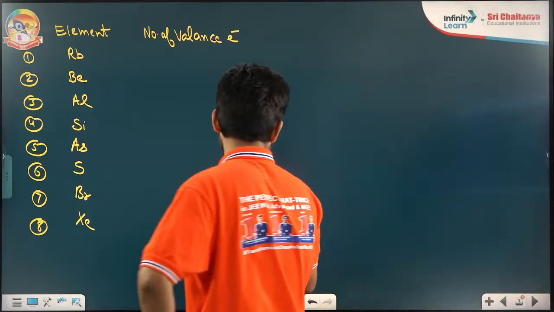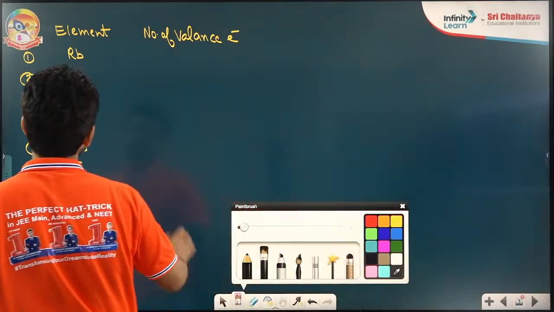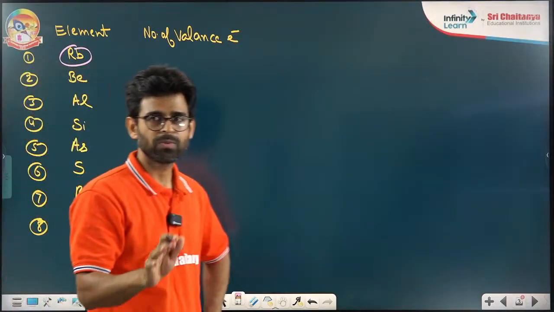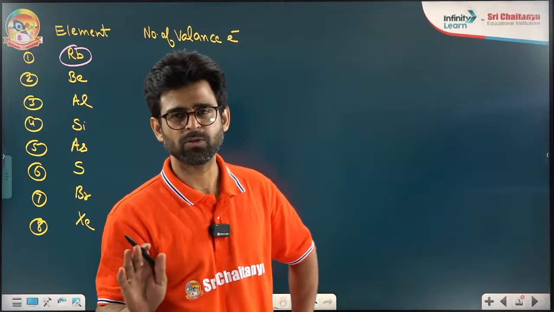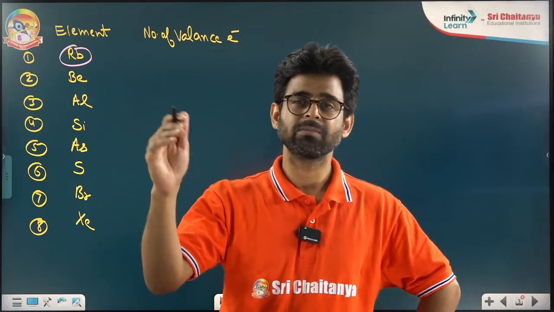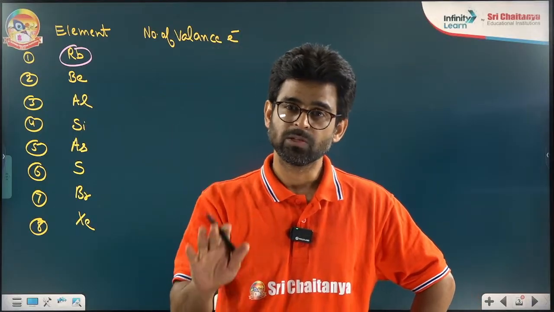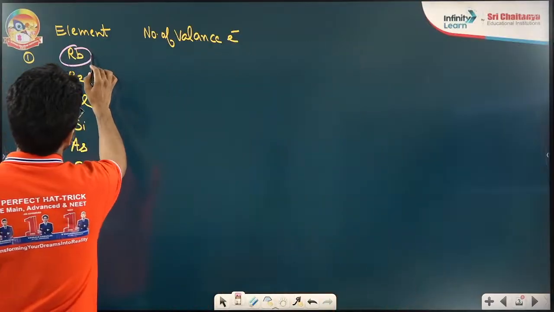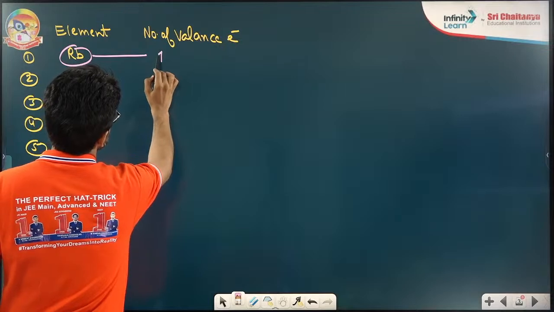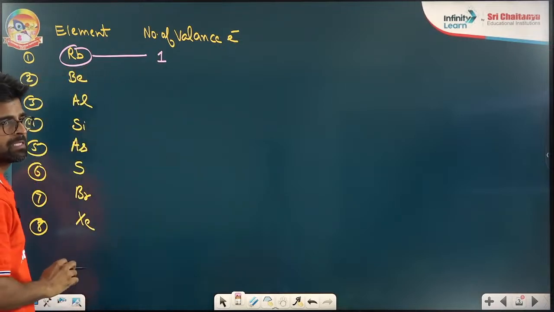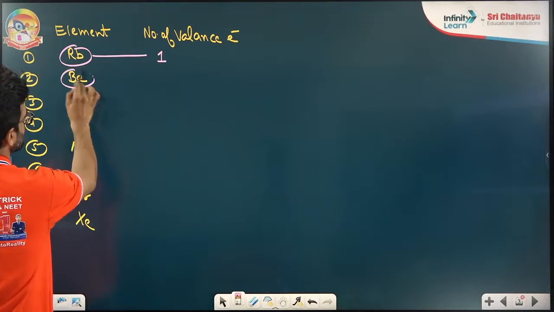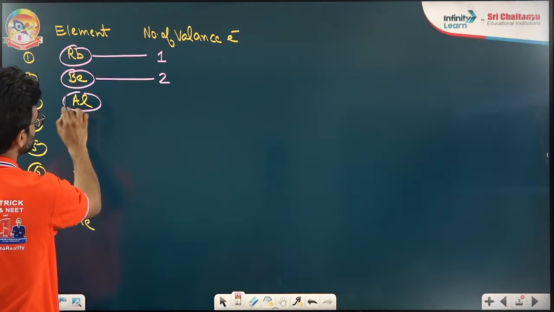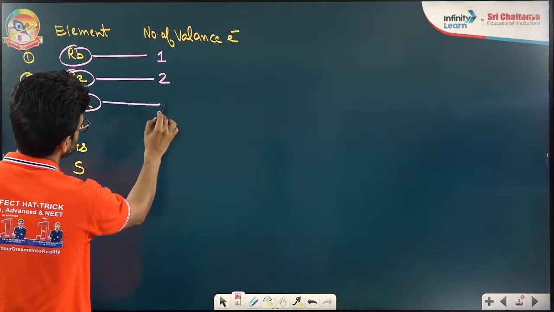If you see, I'm talking about rubidium, right? Rubidium belongs to which group? Rubidium belongs to the first group, right? What do we have? Lithium, sodium, potassium, rubidium. So if something belongs to the first group, we know very well directly it has, beta, 1 valence electron, right? Similarly, beryllium is second group, so I know it has 2 valence electrons. Aluminium, beta, 13th group, how many valence electrons?